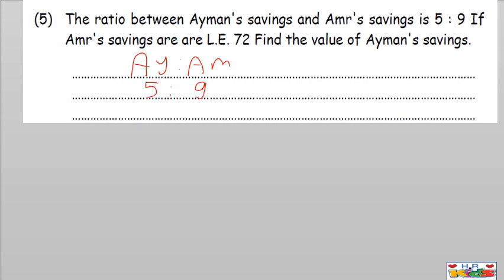If Amr is 72, then under Amr we write 72. Find the value of Ayman. So Ayman equals 72 by 5 divided by 9. Then we find the answer: 72 divided by 9 equals 8, then 8 by 5 equals 40. So Amr saves 72 and Ayman saves 40 pounds.